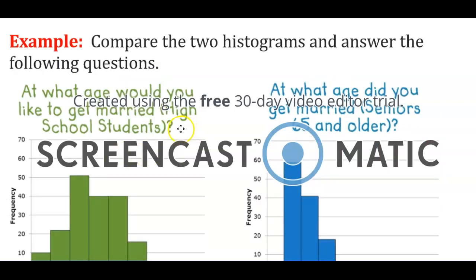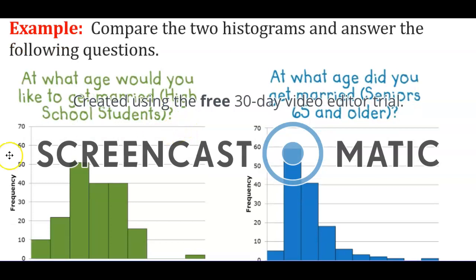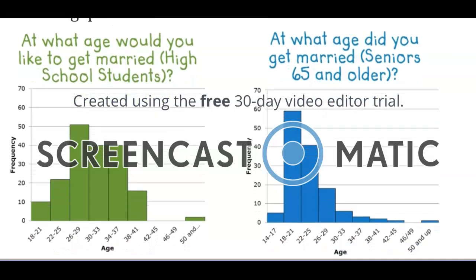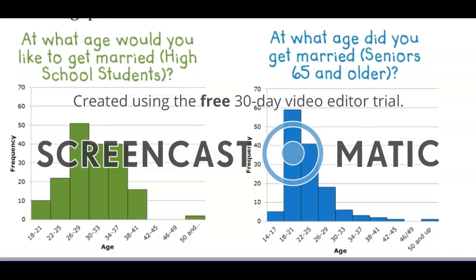Next up, compare the two histograms and answer the questions. There you go. We've got, at what age would you like to get married? And we take a look at the age, okay, high school students. And we're saying, all right, at what age would you like to get married? Current high school students, okay? This is what we've got. And there, at what age did you get married? And this is surveying seniors who are 65 and older. Okay? You can see the data. Stop if you need to.